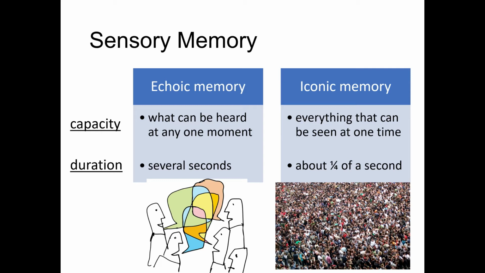And in terms of duration, this time, echoic memory is able to hold information longer than iconic memory. Echoic memory can hold information for several seconds, whereas iconic memory can only keep information for about 1/4 of a second, so basically less than a second.